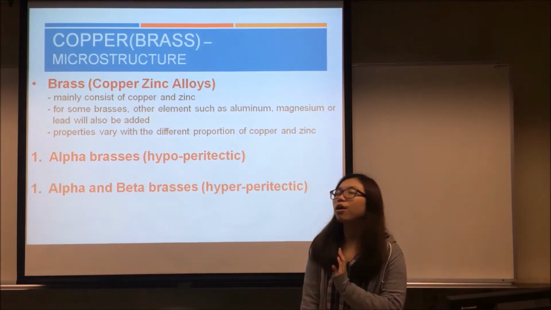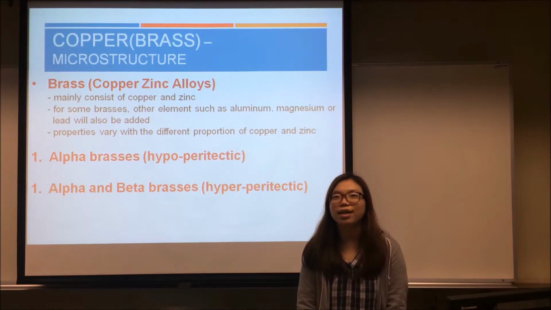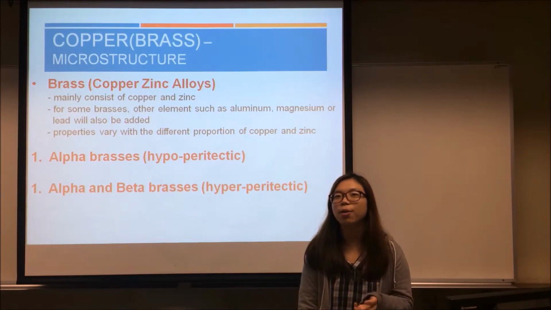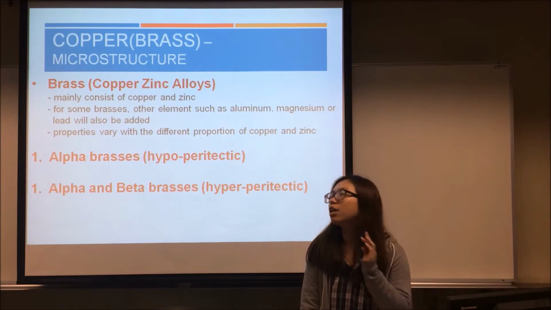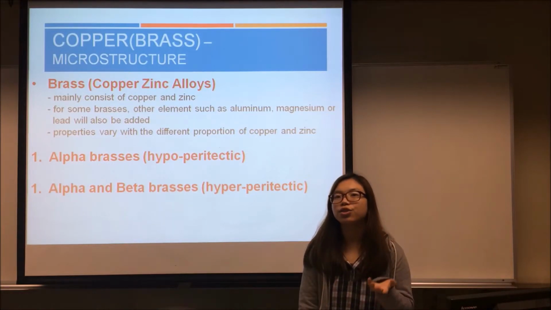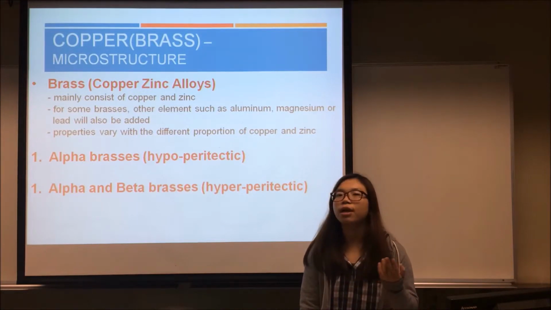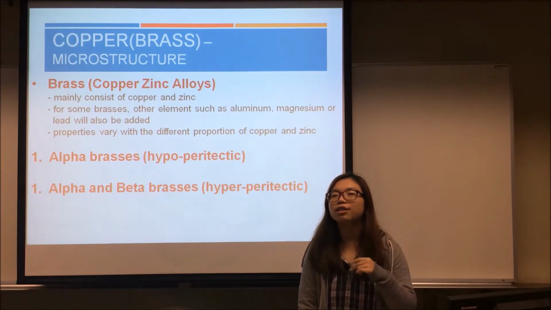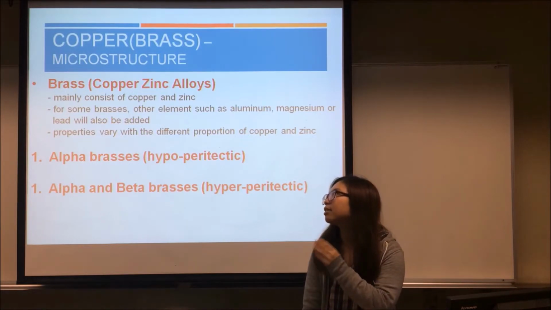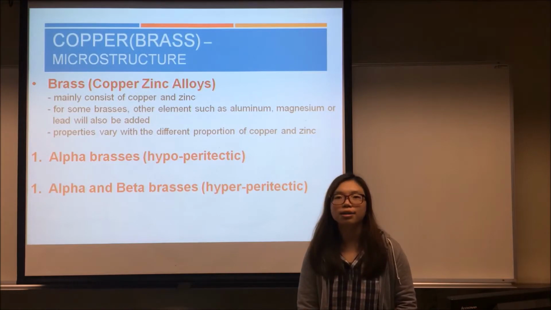And now I will talk about the brass. Brass is an alloy that mainly consists of copper and zinc, while other elements such as aluminium, magnesium, and lead can also be found in the brass, with a view to enhance the hardness and strength of copper. The properties of brasses vary with the proportion of copper and zinc. Commercial brass can be classified into two groups: alpha brasses, and alpha and beta brasses.